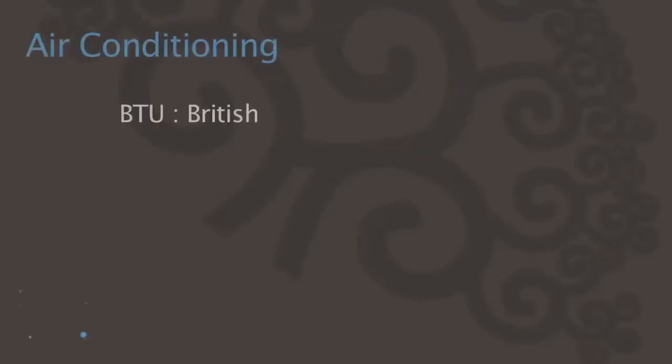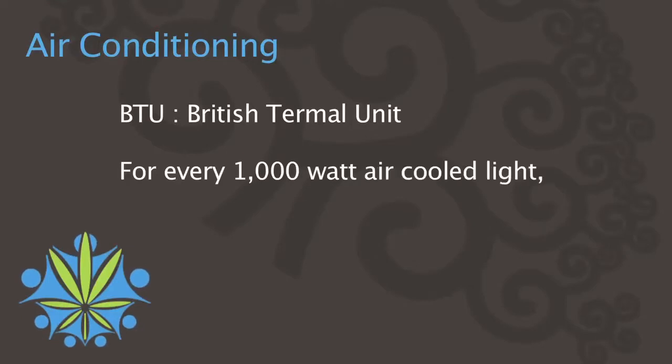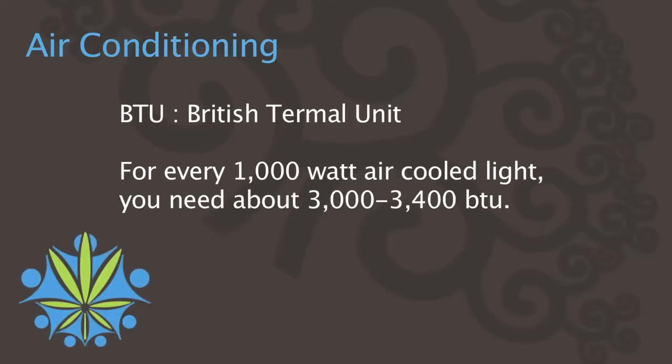So air conditioning units pump out what's called BTU. BTU stands for British Thermal Unit. When it pumps out BTU, you've got to regulate that BTU somehow, and sometimes it's hard to calculate. But I would say for every 1,000 watt air-cooled light that you have, you want to pump at least anywhere between 3,000 and 3,400 BTU into the room per light. This way, it'll keep the room nice and cool, and you won't have to worry about any type of heat issues later on down the line.